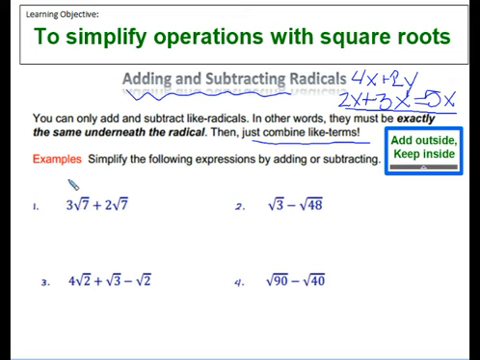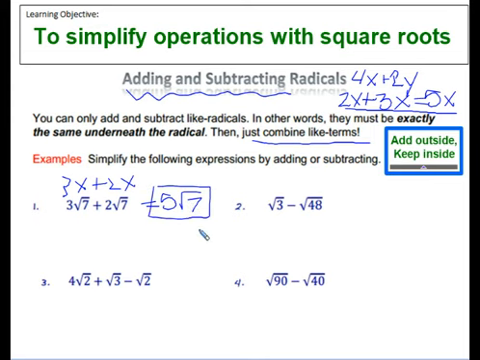So if we just take a look at number 1, we can think about this as 3x plus 2x, because notice how this radical 7 is exactly the same as this, just like an x is exactly the same as x. So we can add the outsides. 3 and 2 give us 5. And we can keep the insides since they are the exact same value. So when we add these two square root terms together, 3 plus 2 gives us 5, and the square root of 7 can stay. So we would have 5 square roots of 7.